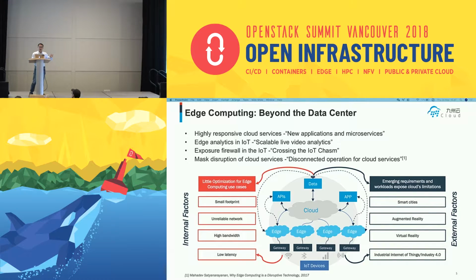As we know, edge computing can provide four major values for us. The first one is highly responsive cloud services. The second one is edge analytics in IoT. The textile industry is one of the significant examples, and I will share it later on. The third one is to expose a firewall in the IoT. We can have a much more secure environment by enabling edge computing. The fourth is to mask disruption of the cloud services.